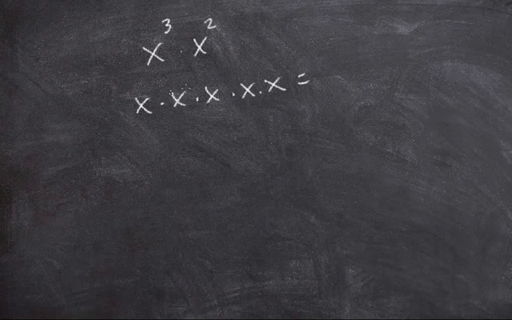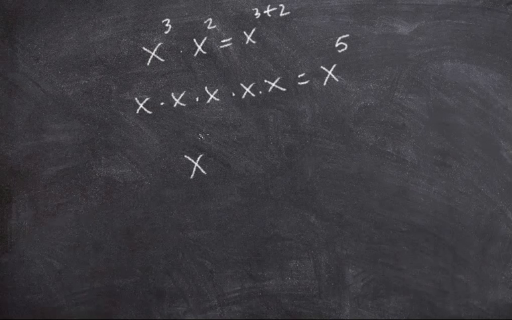And you can see there are 1, 2, 3, 4, 5 x's, so this is going to be the same as x to the power of 5. So what we basically did is we added the exponents. So when you're multiplying 2 together, you just add the exponents. Now you can only do that if the bases are the same.